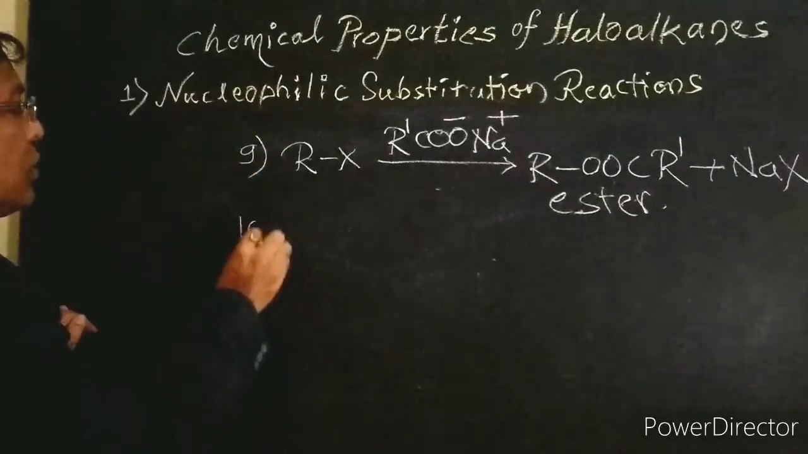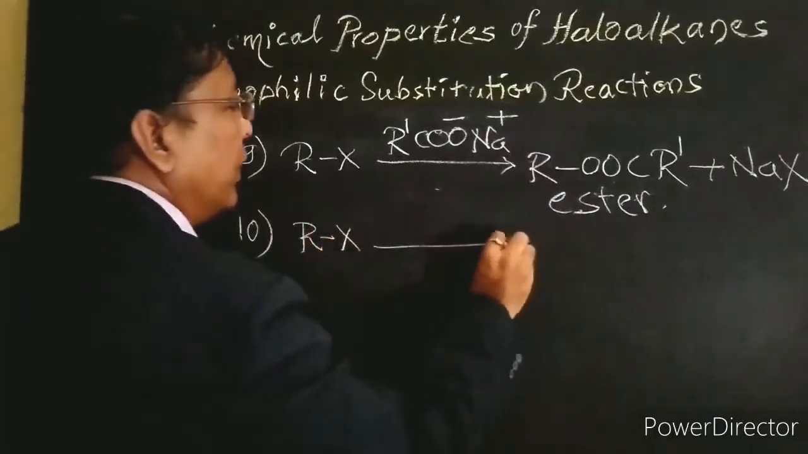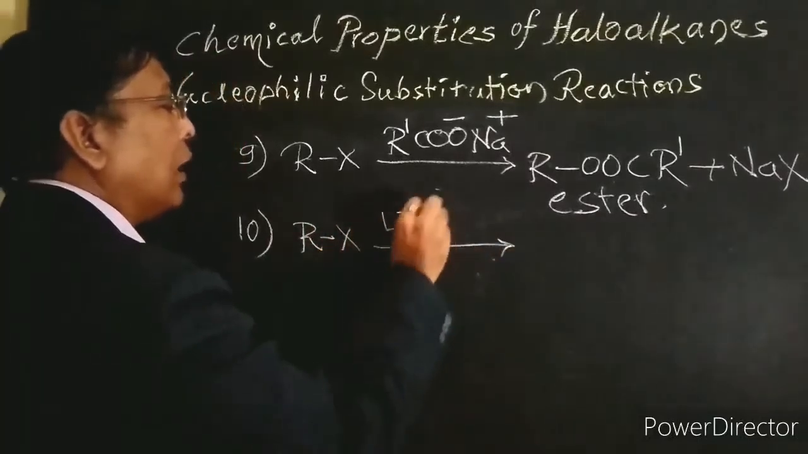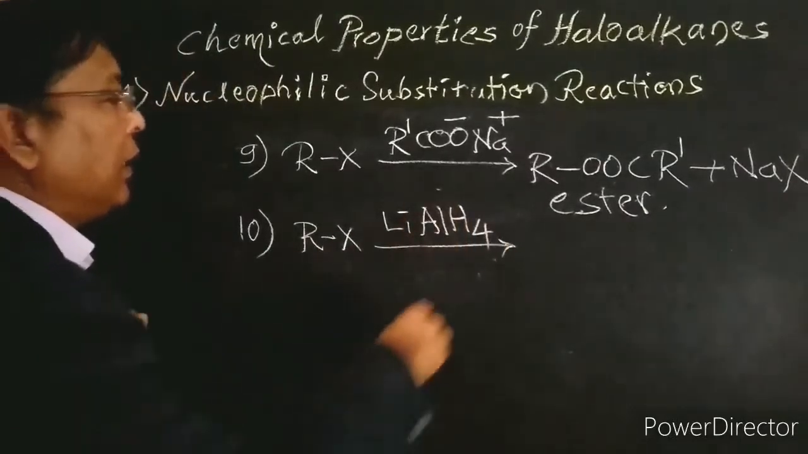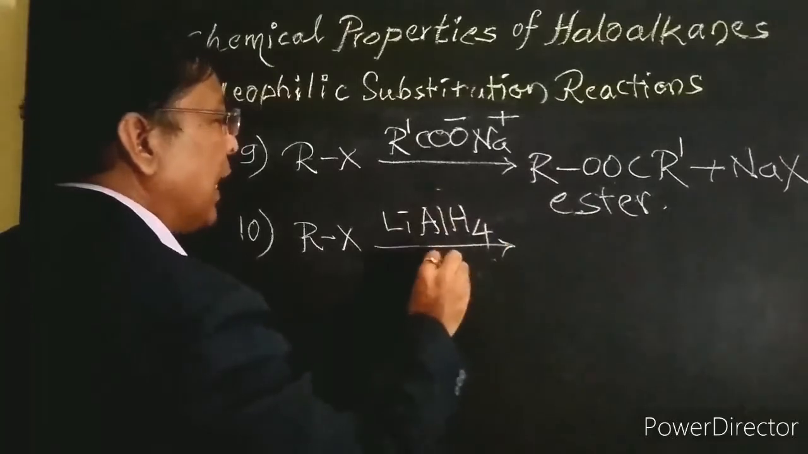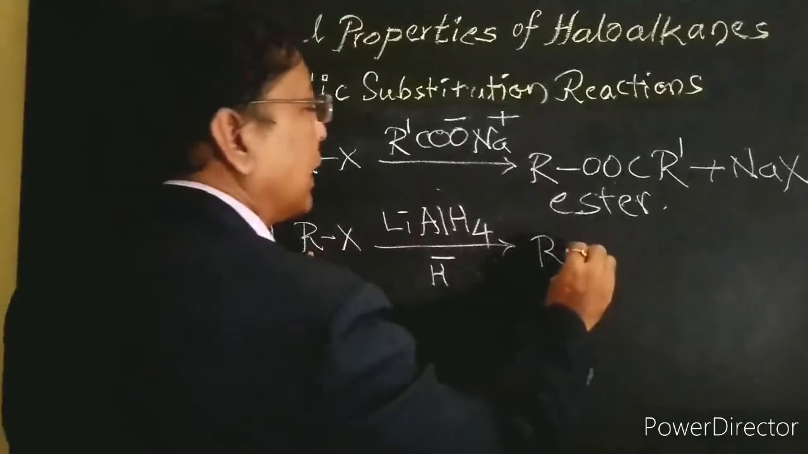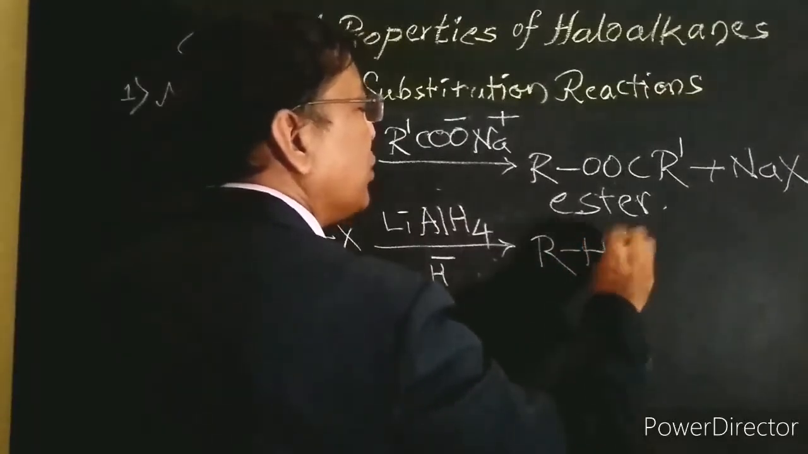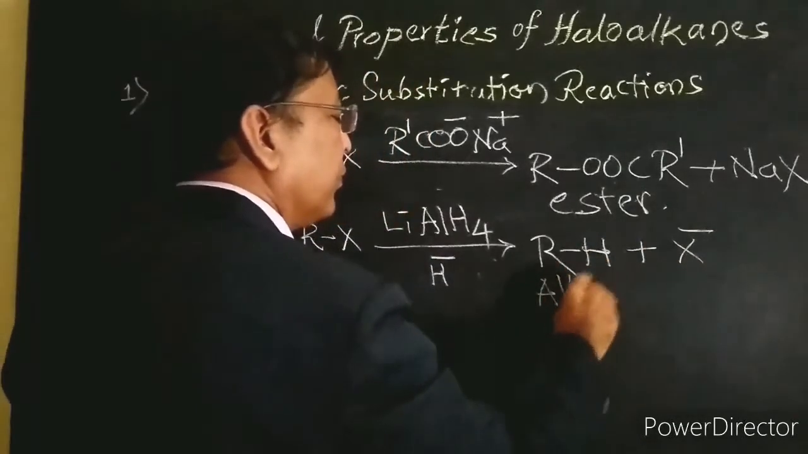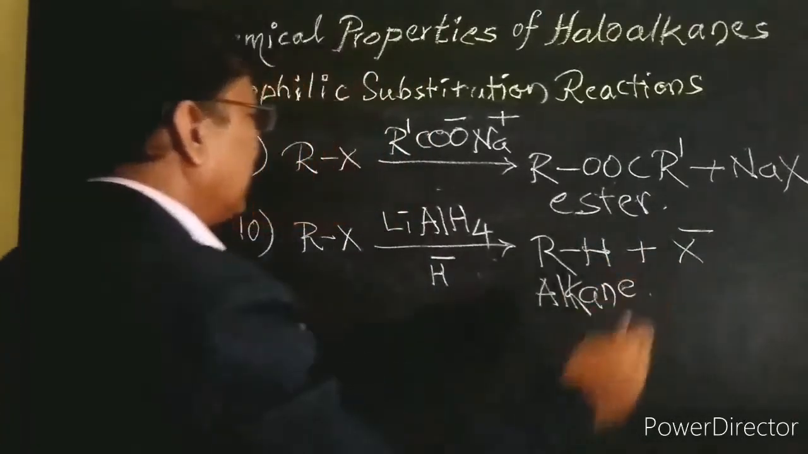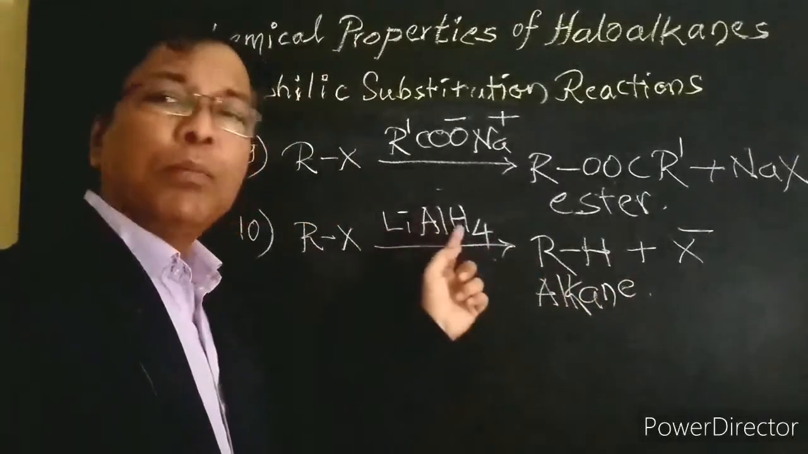The next reaction is the reaction of alkyl halide with lithium aluminium hydride, LiAlH4. Here the nucleophile is H minus. So this H minus attacks on the alkyl group and we get RH plus X minus. This is nothing but alkane. So if we want to convert alkyl halide into alkane, we have to use lithium aluminium hydride.